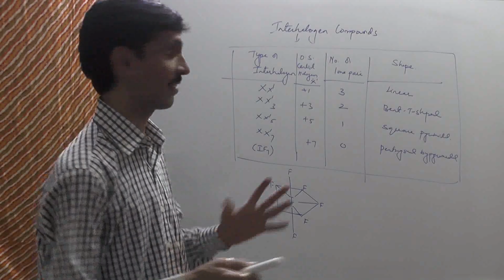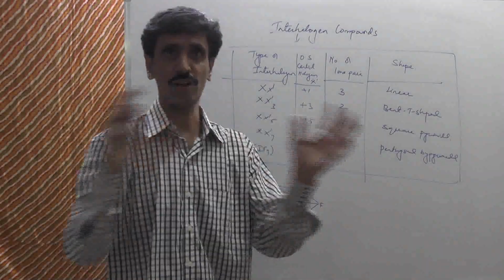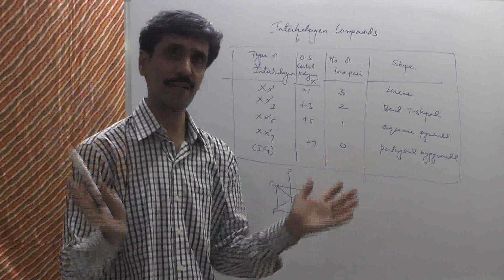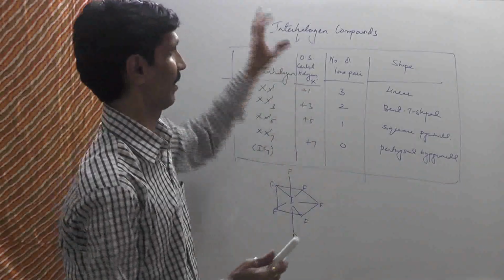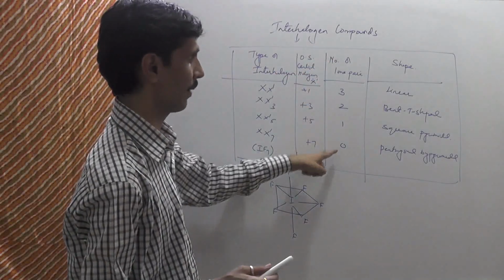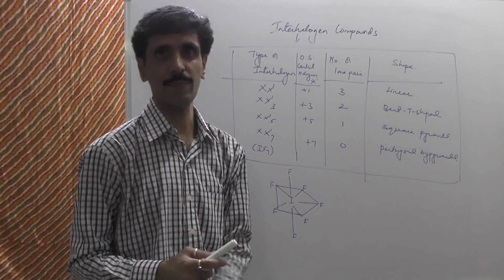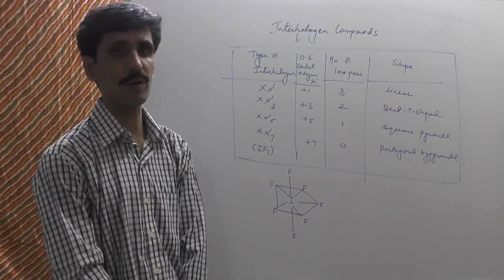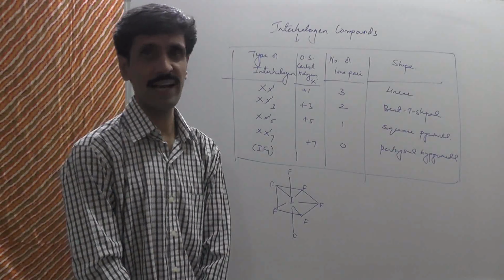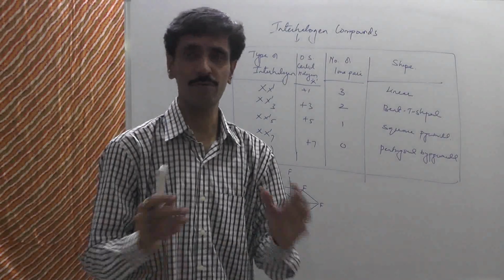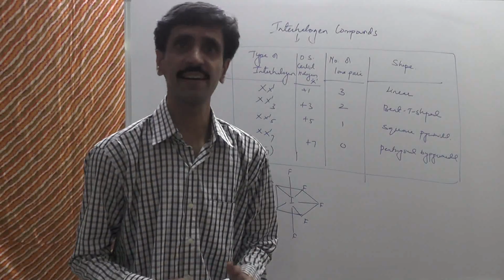All right, so this is the structure in short, the gist of all the different types of interhalogens which are present, and this is what the number of lone pairs will be, and this is going to be the shape. Okay, so I hope this is very clear to all of you, and with this we finish off the topic of interhalogens.